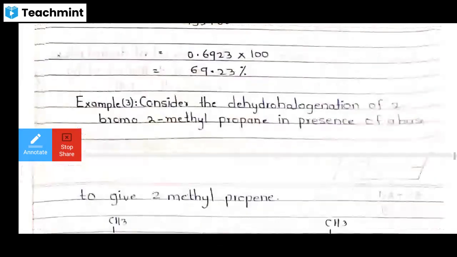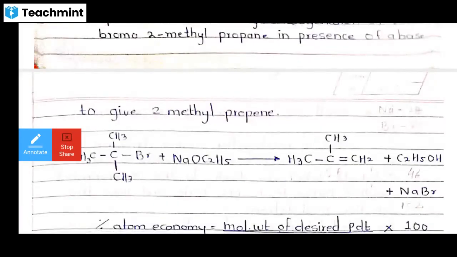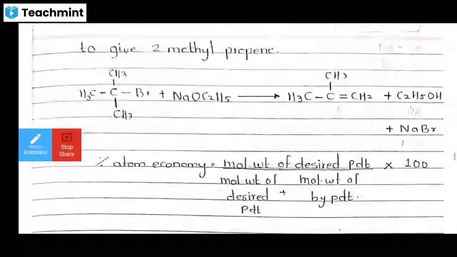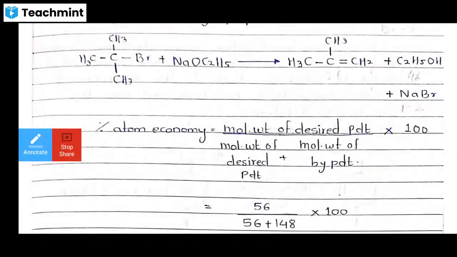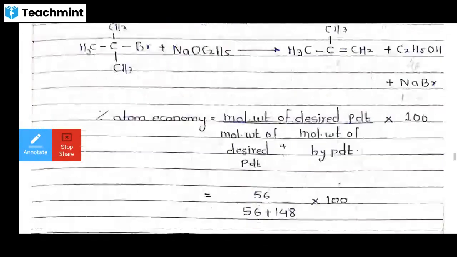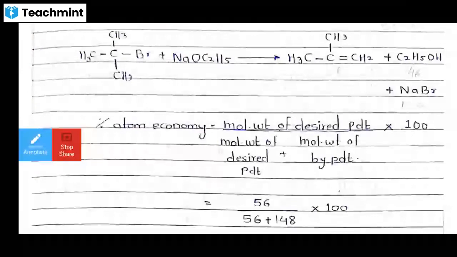Next is example 3. Consider the dehydrohalogenation of 2-bromo-2-methyl propane in presence of the base to give 2-methyl propene. So in these reactions we can calculate the percentage of atom economy also. So what is the molecular weight of the products, that will be helpful for us.